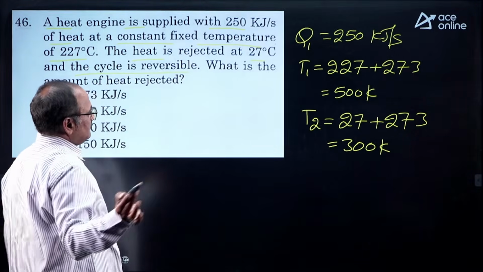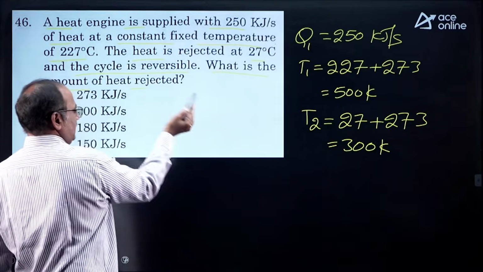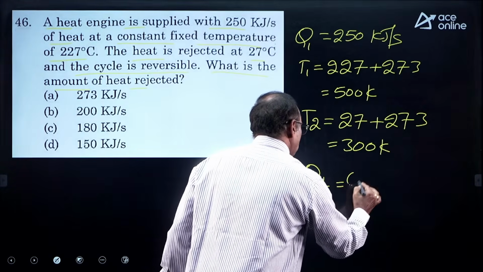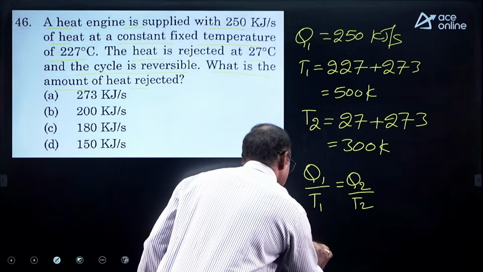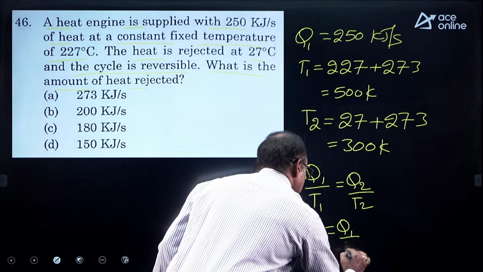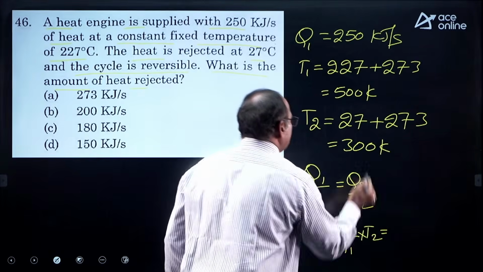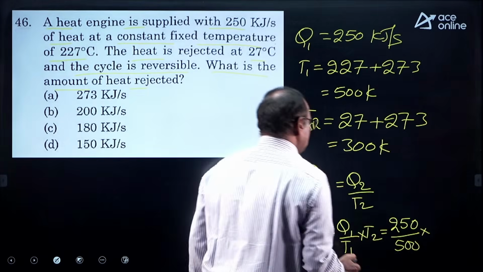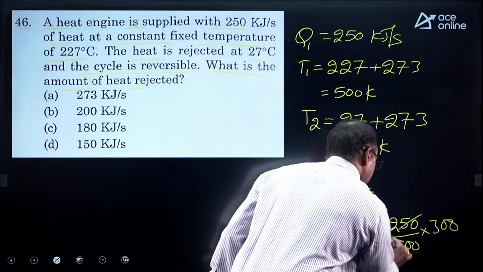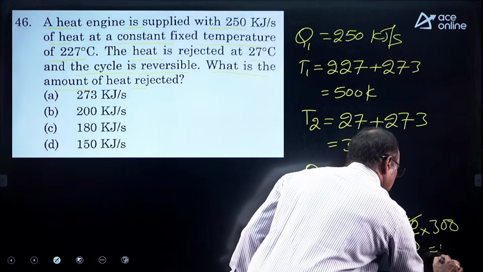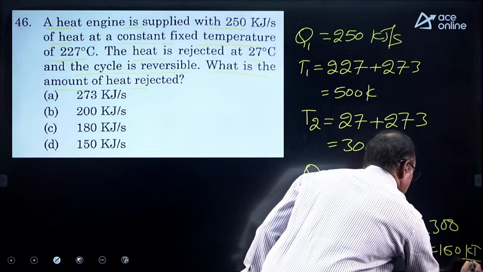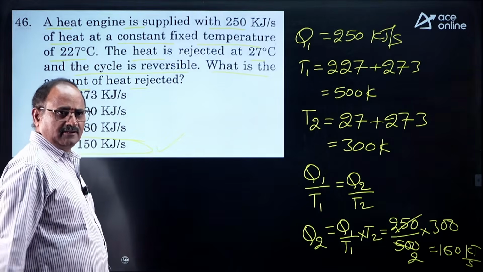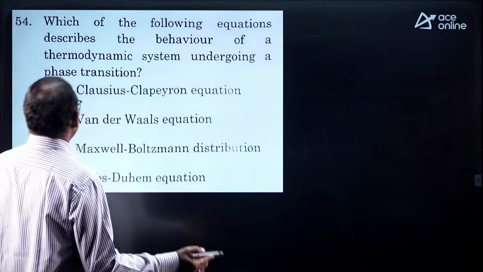And the cycle is reversible, right? The cycle is reversible. What is the amount of heat rejected? Very simple question. For any reversible cycle, Q1 by T1 is equal to Q2 by T2. From this, Q2 equals Q1 by T1 into T2. Look at Q1 250 divided by T1 500 into T2 300. Here it is 2 times 300 by 2, 150 kilojoules per second. That is the amount of heat rejection. Option D is absolutely correct. Similarly, look at another question, a theoretical question.